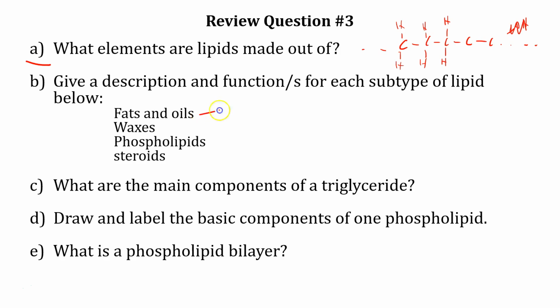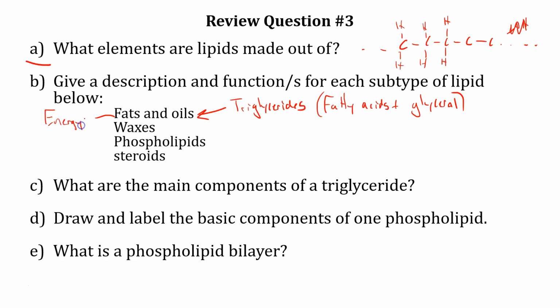Fats and oils, these things are made out of triglycerides. Triglycerides are made out of fatty acids bound to this molecule called glycerol. And these are used for energy storage, specifically long-term energy storage. Okay, so if we don't need to get the energy really fast, right away, then it could be stored as a fat or oil versus a carbohydrate.